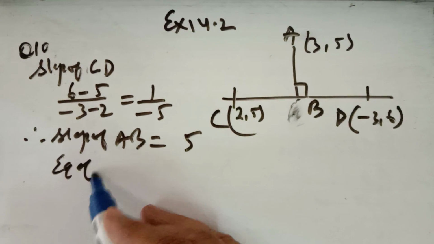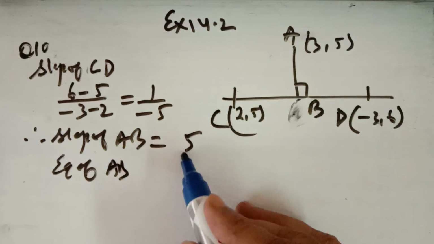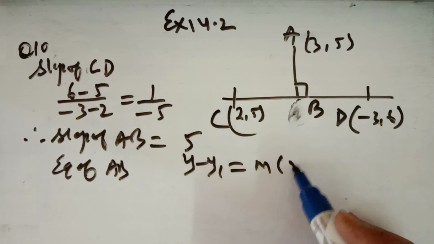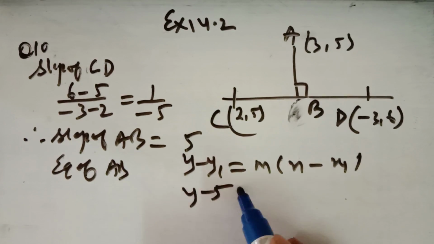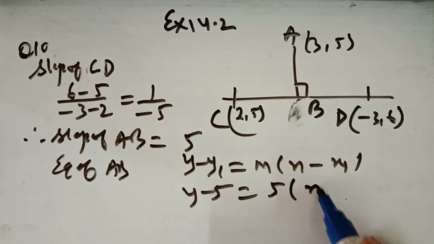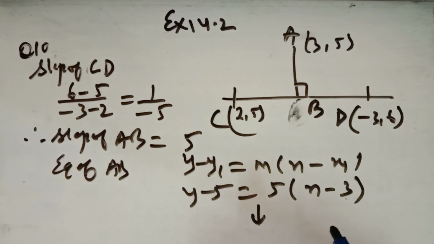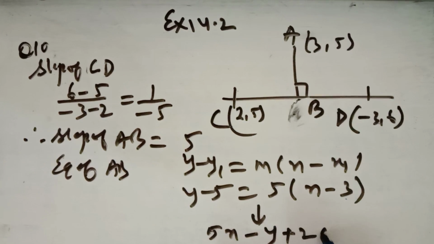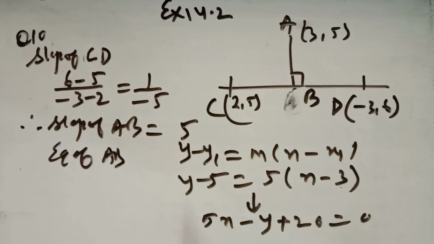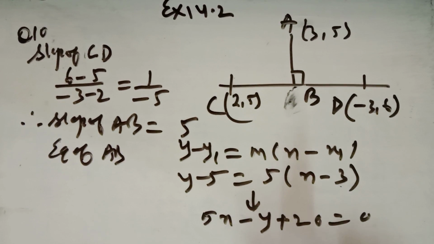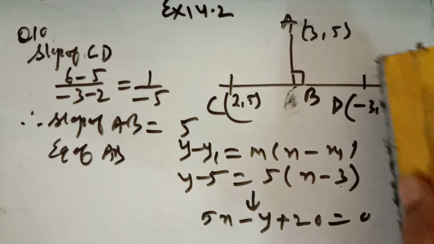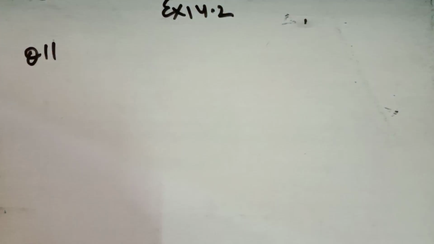Now you can easily find the equation of the line AB passing through the point and having the slope, we know it. So y minus y1 is equal to slope, which we have already found, times (x minus x1), and you arrange it, you will get the equation of the line as 5x minus y plus 20 equal to 0. So this is the equation of the line which is passing through the point (3, 5) and perpendicular to the line CD, whose coordinates are given. So from the slope of CD we have found the slope of AB to get the equation of AB.